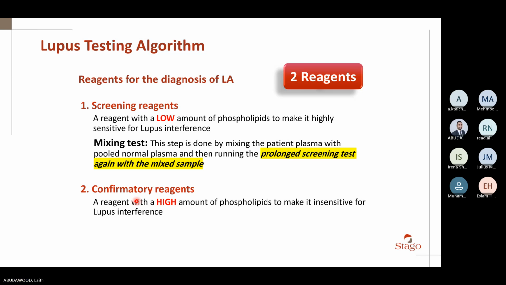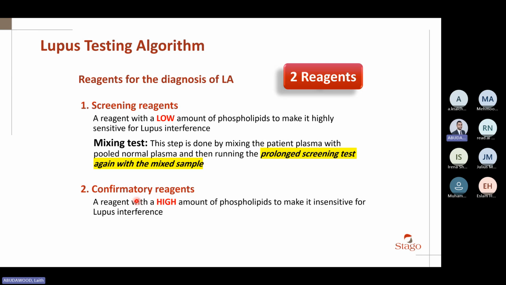Okay? So when my screening is prolonged and my confirm reagent is normal, that's a typical textbook lupus anticoagulant case. Because in the beginning, I said I have very little phospholipids. Even if there's a tiny amount of lupus, it will be detected. The next step to confirm, I gave too much phospholipids. Even if there is lupus, I will still have enough. Okay? So when I do this, the only thing that really affects my results because it occupies phospholipids is lupus.